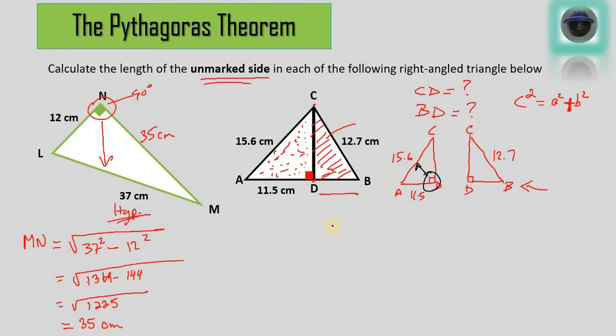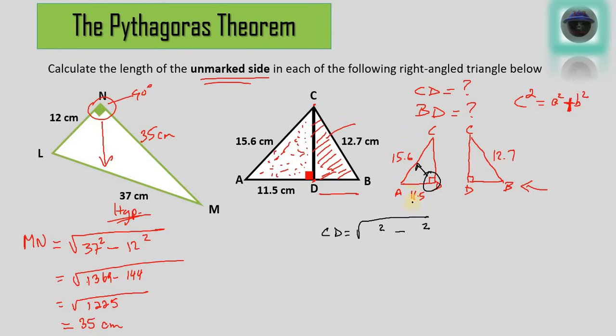So that means to find CD, put the square root, and we're going to have what? Some quantity squared minus another quantity squared. Why minus? Because we're finding a short side. The hypotenuse opposite the right angle is the longest side. And since we're finding a short side, we subtract.